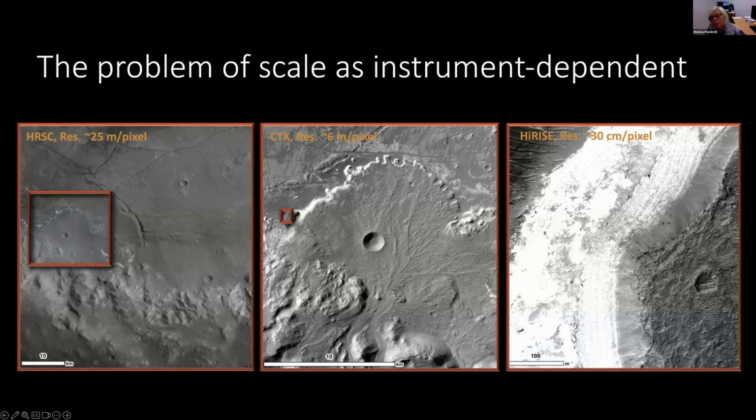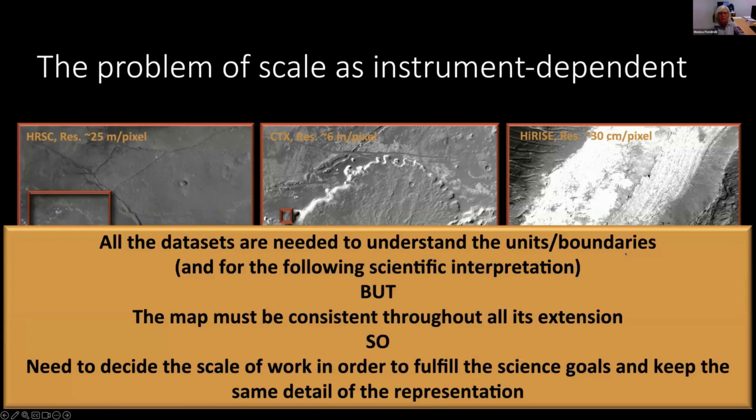If we switch here to HiRISE resolution, with 30 centimeters per pixel, we can observe the internal geometry, the layering of the two units, and we can characterize the stratigraphic transition between them. Now we have to remember that we need all of these data sets to understand the units, to constrain the boundaries between the units, and of course for the following scientific interpretation.